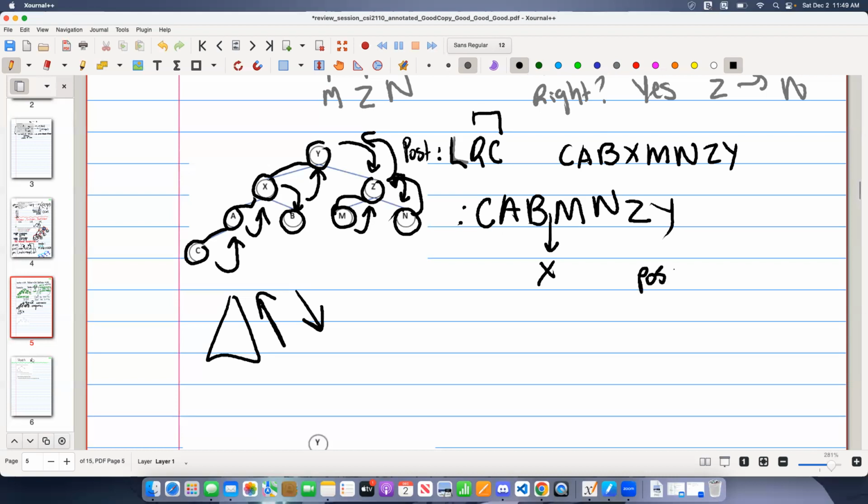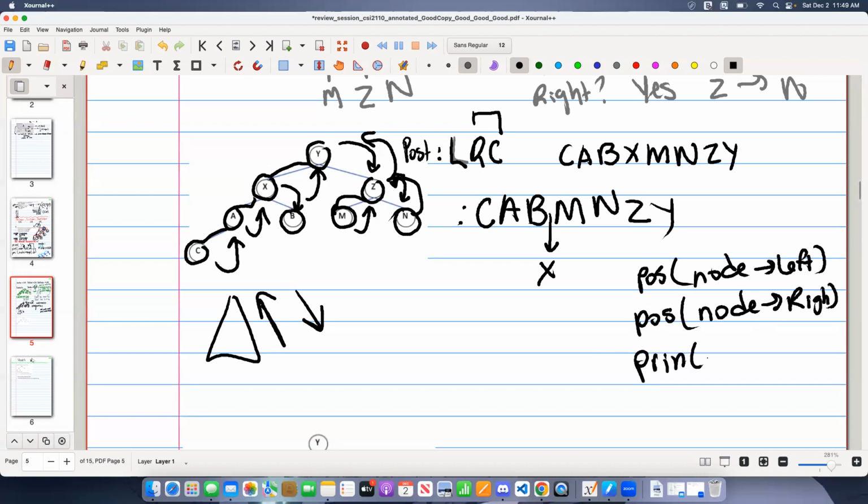You have post, which is a recursive function. You're going to send the node to the left all the way, and then you're going to ask post again. You're going to send the node to the right all the way. And then when the recursive function stack collapses, you're going to print each of the nodes. So if there's no left, and if there's no right, you print whatever the node is.